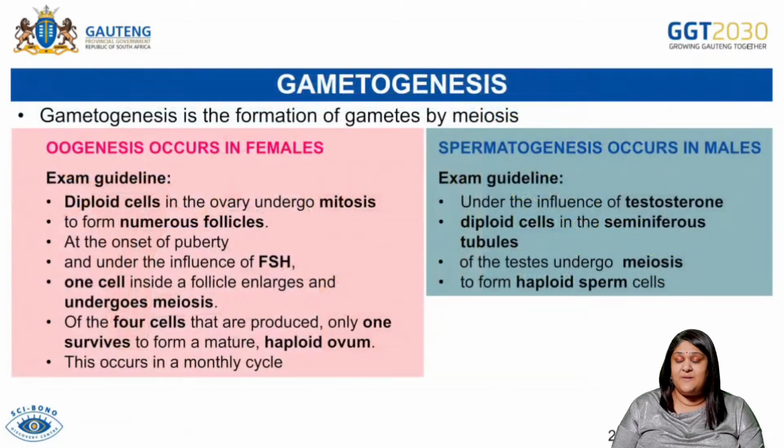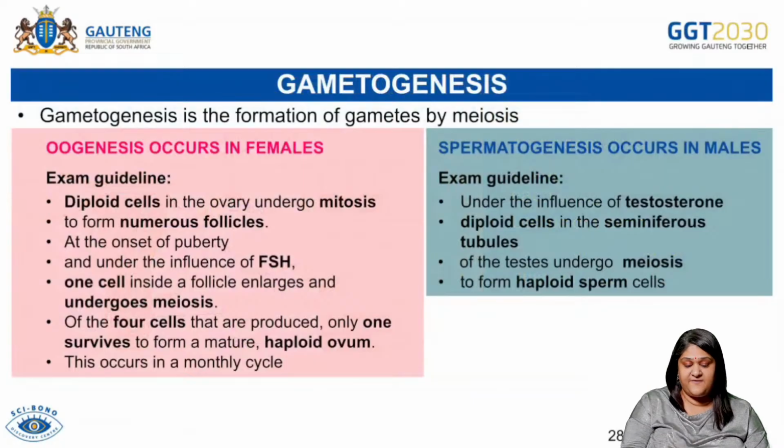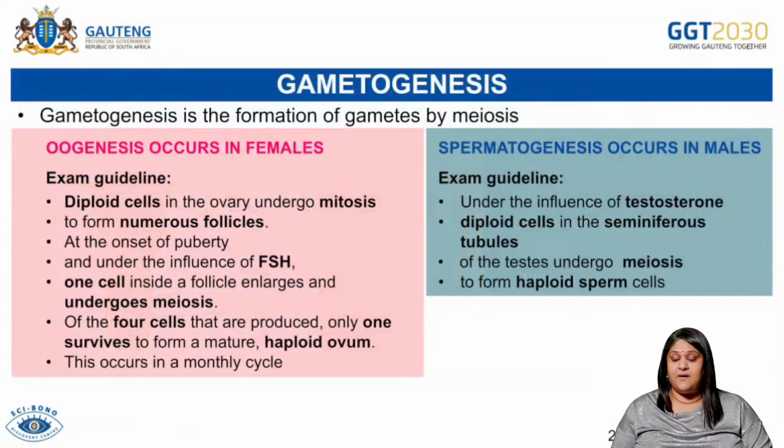Then we move on to gametogenesis. Gametogenesis is the formation of gametes by meiosis. In females, this is called oogenesis, and the gamete in females is the ovum. And spermatogenesis occurs in males, and the gametes we are talking about here are the sperm cells, okay? And they are both haploid.